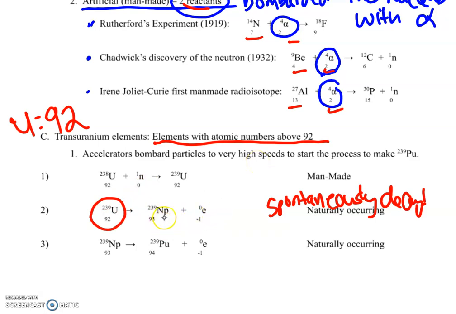And then if we have neptunium, it itself again will spontaneously decay. We'll get plutonium and a beta particle. Okay, let's go to the next page.